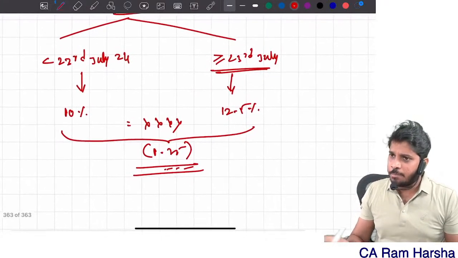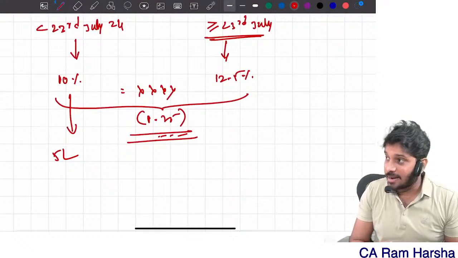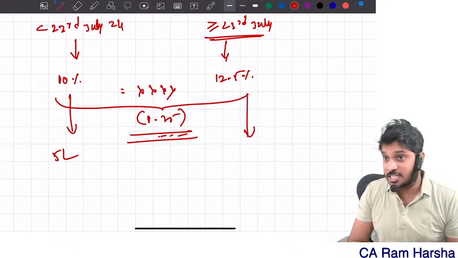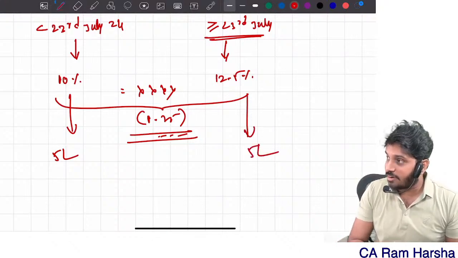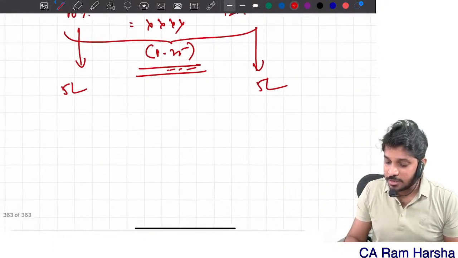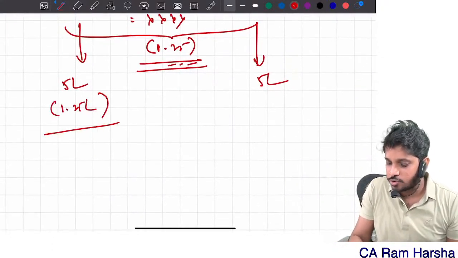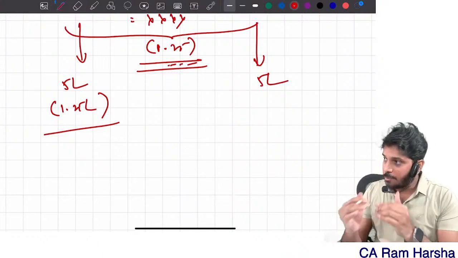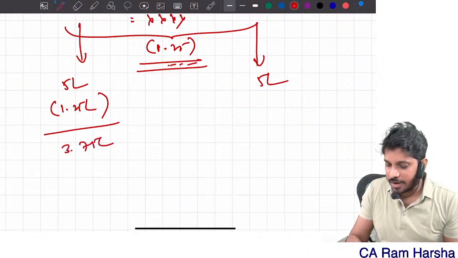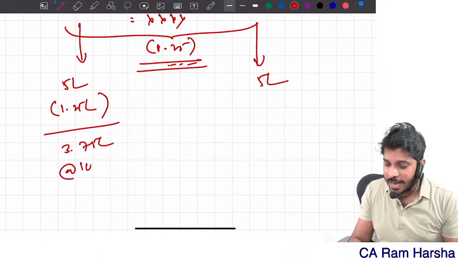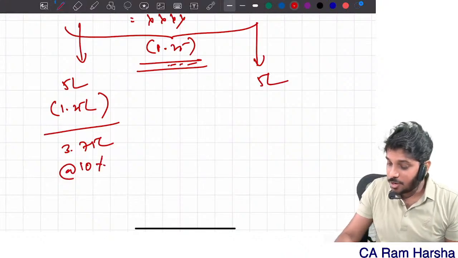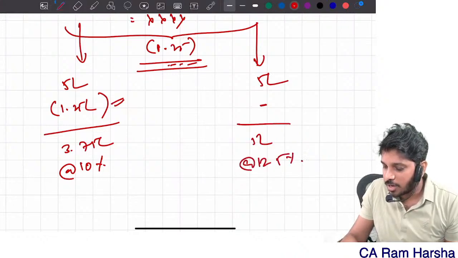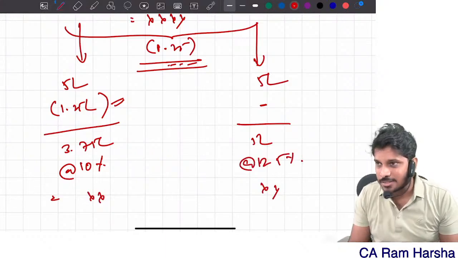For example, sir, before 23rd July I sold and got 5 lakhs capital gain. And after 23rd July I sold another listed equity share, which is also long term, and here also I got 5 lakhs capital gain. Now, how to compute tax? Very simple. From the first 5 lakhs, reduce 1.25 lakh, in FIFO order, first in first out. The balance 3.75 lakh, which came before 23rd July, is taxable at 10%. Here the 1.25 exemption is already claimed, so the other 5 lakh is taxable at 12.5%.